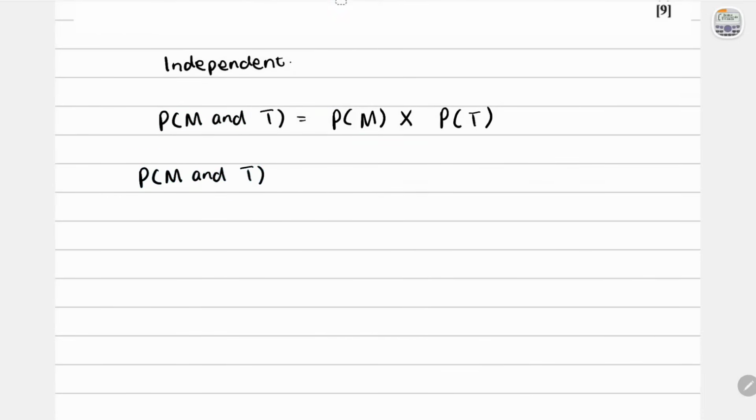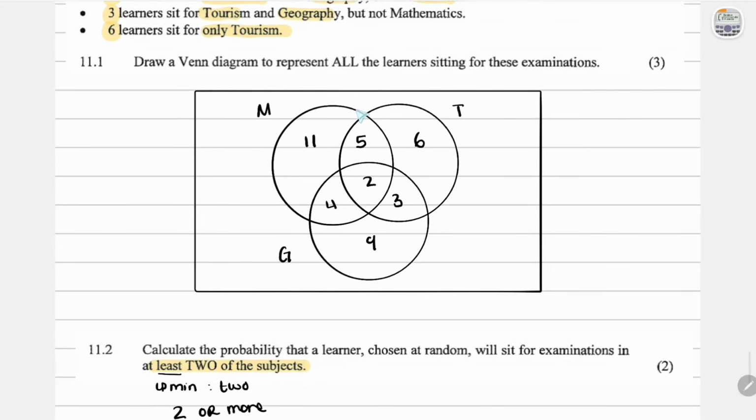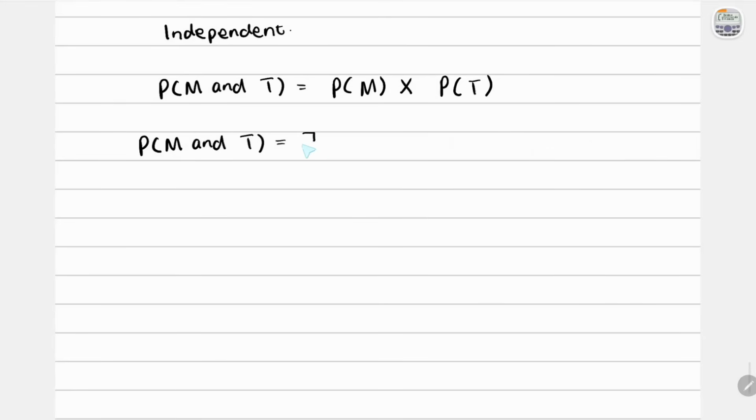See that first. So this would be equal to, if you look up in your Venn diagram, tourism and mathematics, the intersection of them would be here, right? They didn't say tourism and mathematics and not geography. So this is this entire intersection, which is 7. So 7 over 40, that's the total we have. So we say 7 over 40, and we'll keep that.